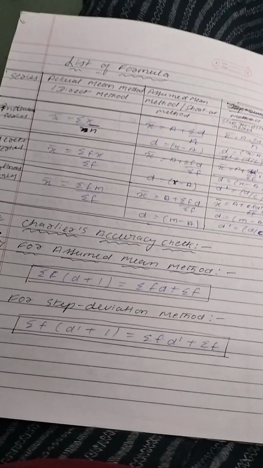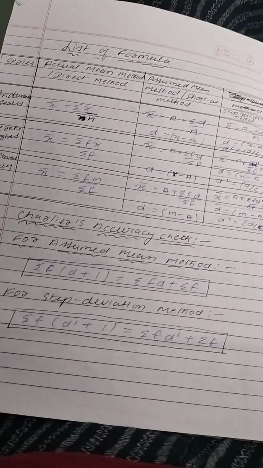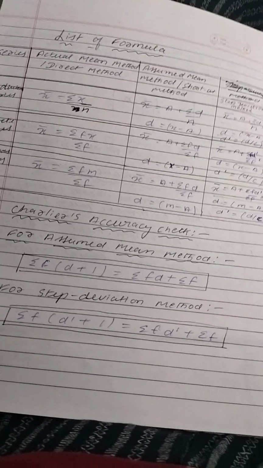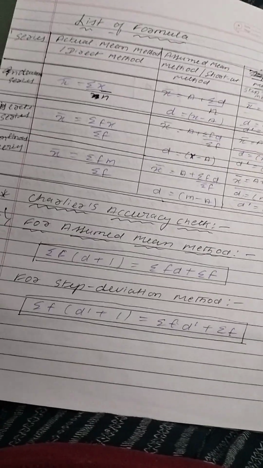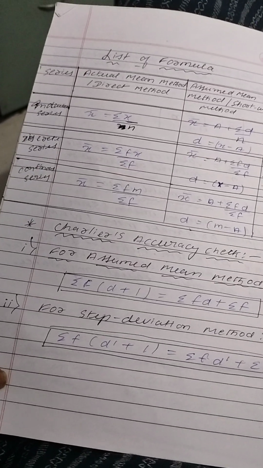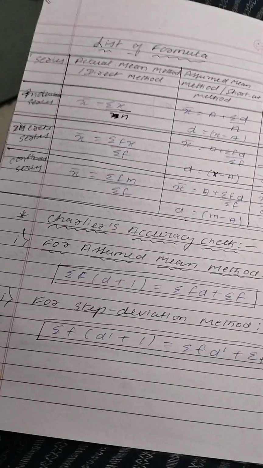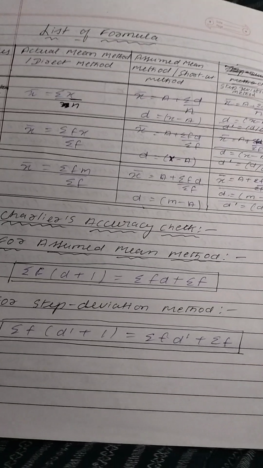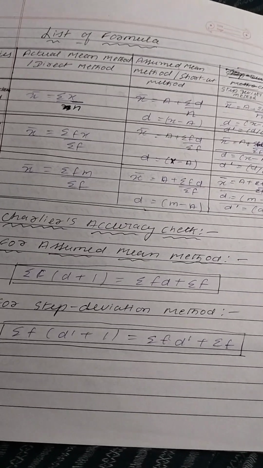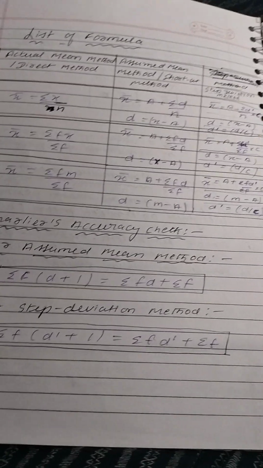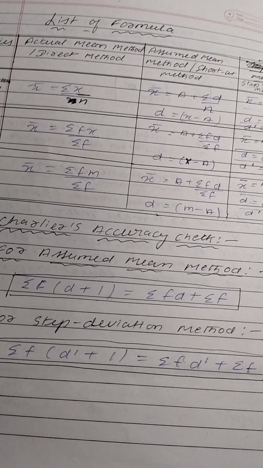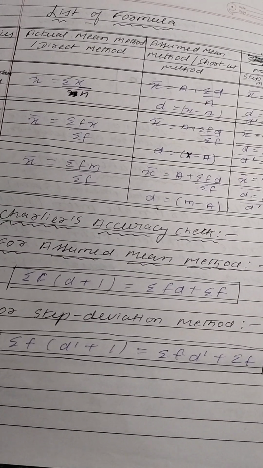The formulas are composed by taking two criteria. The first is what kind of series it is, and the second is what kind of method we have adopted. There are three kinds of series: individual series, discrete series, and continuous series. And we have three methods: the actual method, which is the direct method, the assumed method, which you can also call the shortcut method, and step deviations. Okay, so the actual method is where we take the direct mean.